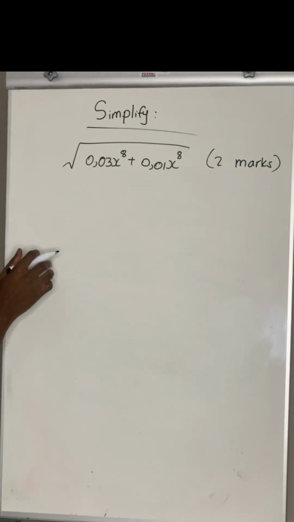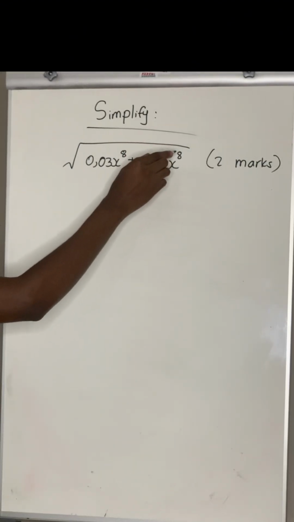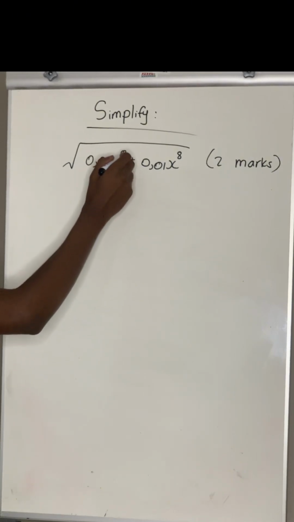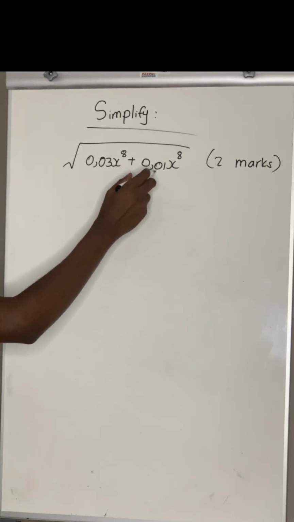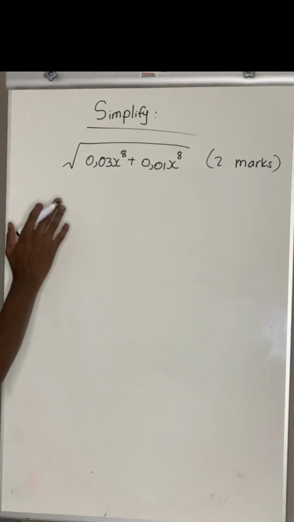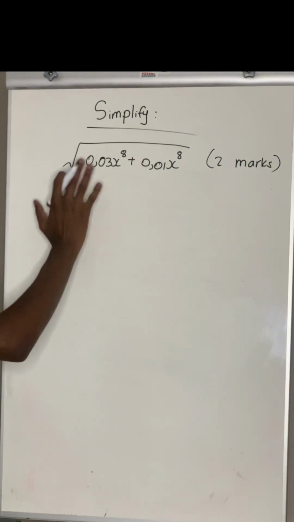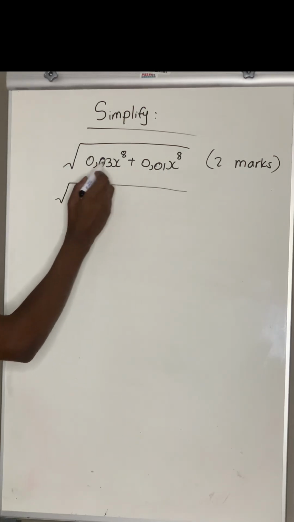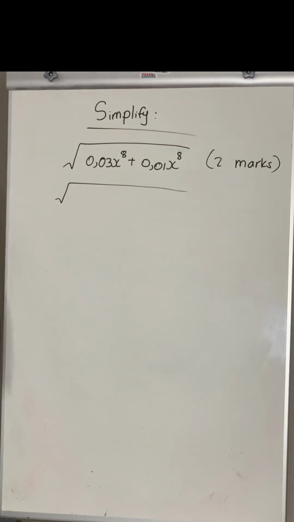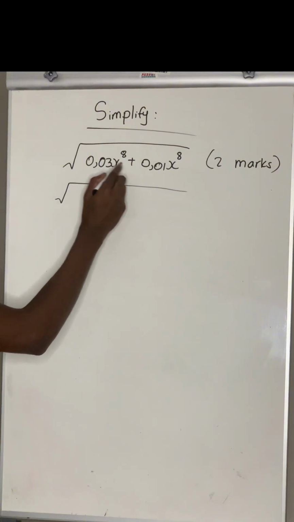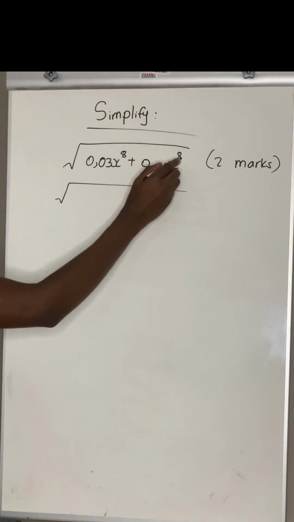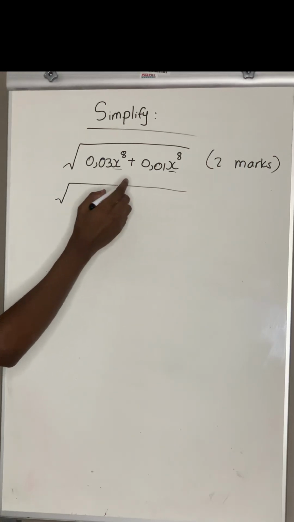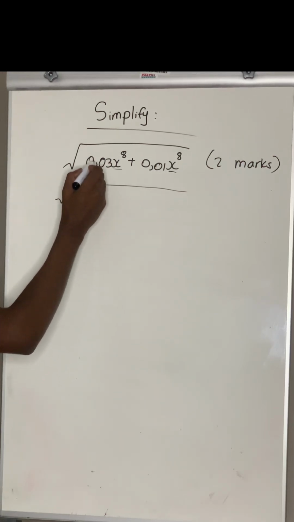So let's now simplify the square root of 0,03 x exponent 8 plus 0,01 x exponent 8. Now don't be scared of this exponent 8. It's actually quite a simple question. What you should see is that these are actually like terms. How can you see that? They have the same variable with the same exponent. So x exponent 8 is present in both terms, so you can then use your calculator.